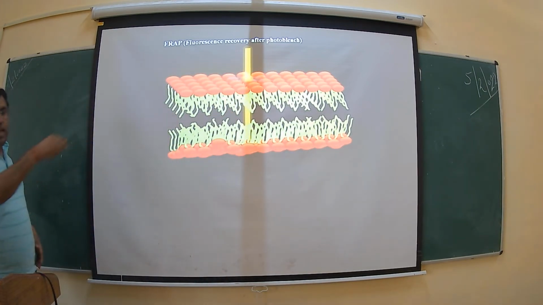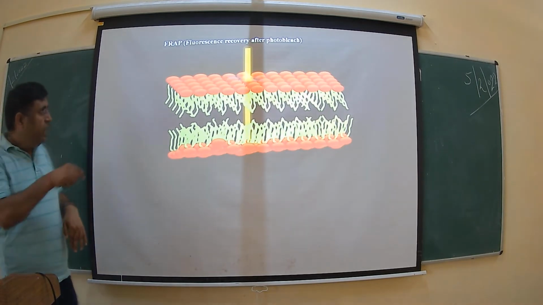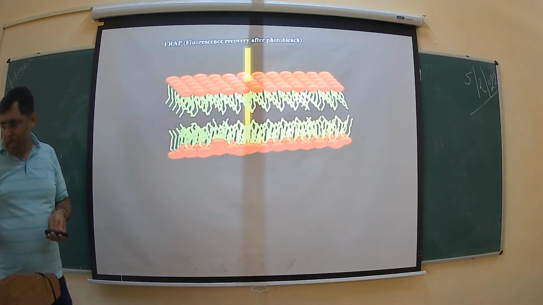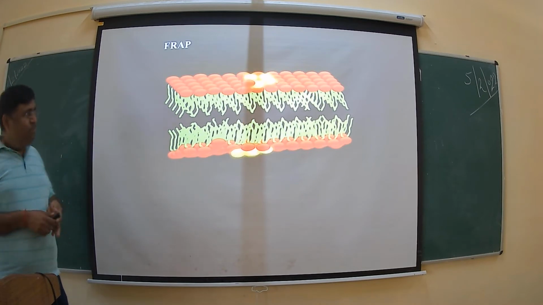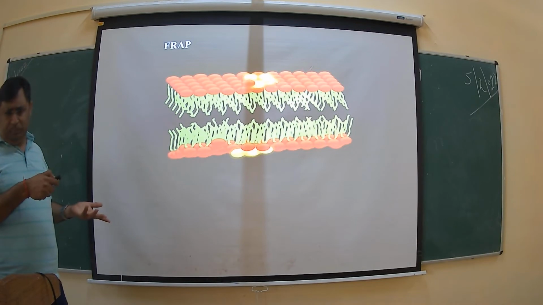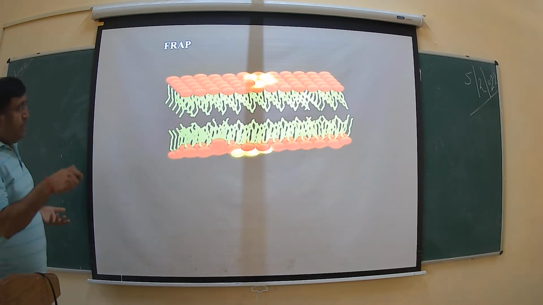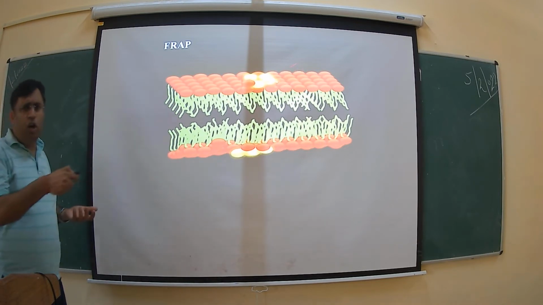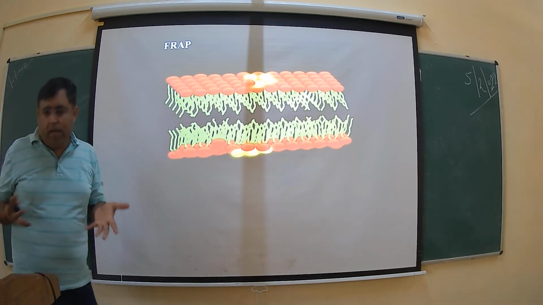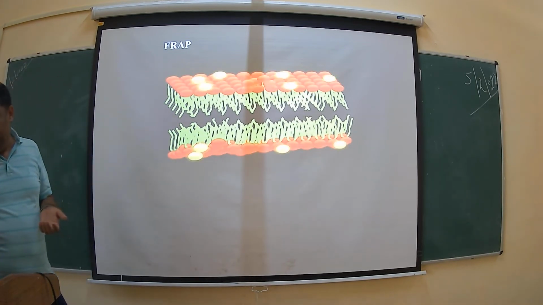Okay, so what happens if you do the photo bleaching? This red color will be gone. As the photo bleach occurs, no fluorescence is occurring. So what are you expecting? You are expecting that it should not emit any fluorescence. But what happened after a certain time?